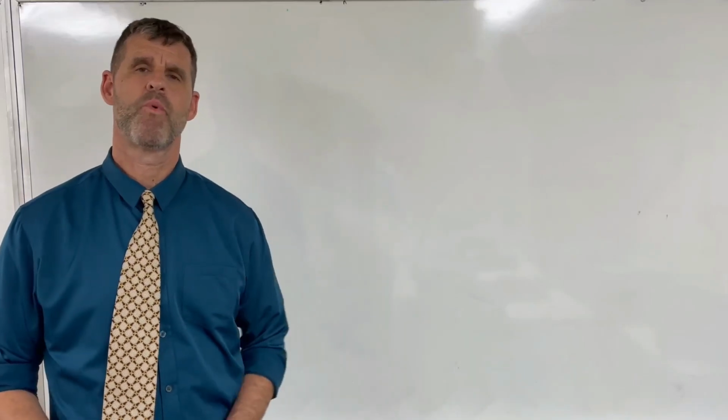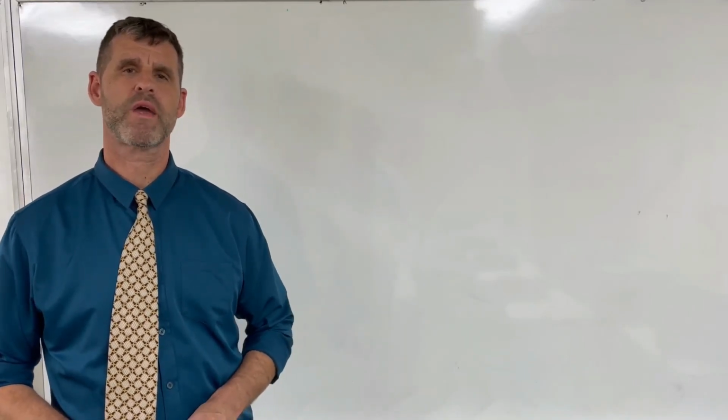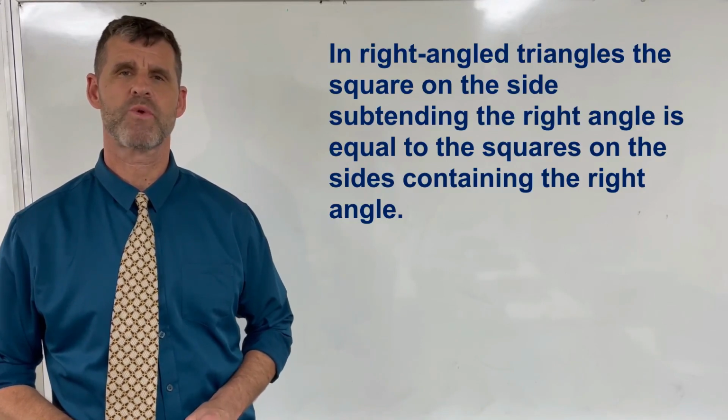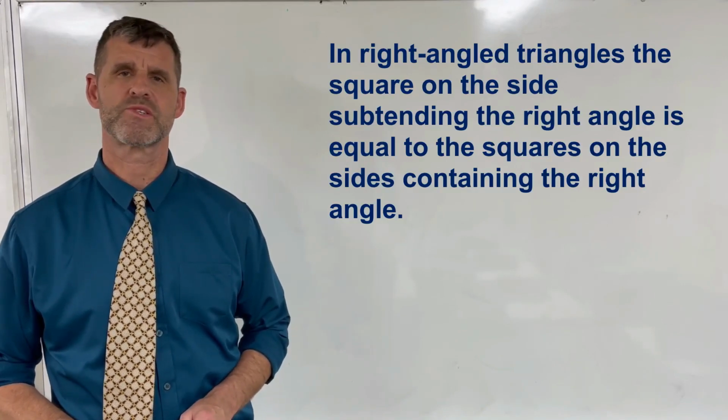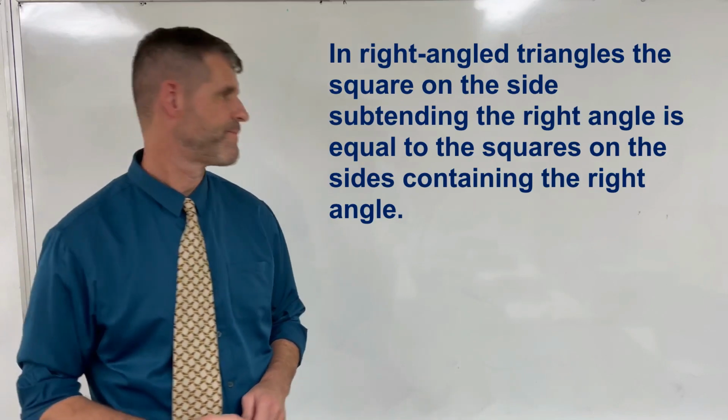Euclid's Elements, Book 1, Proposition 47. In right triangles, the square on the side subtending the right angle is equal to the squares on the sides containing the right angle.